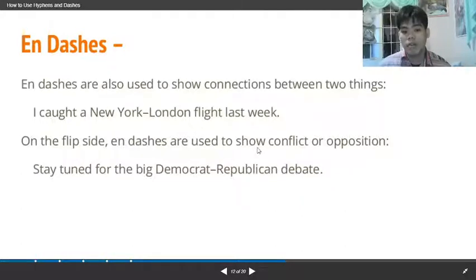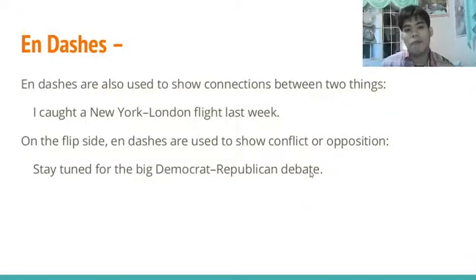A good example is America is a democratic country. The Philippines is a republic country. That's why we are called the Republic of the Philippines. Sorry. Republic States, my God. Sorry.